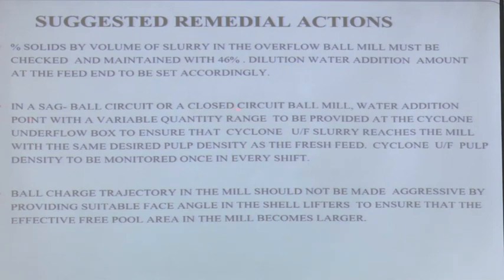In a SAG ball circuit or in a closed circuit ball mill, a water addition point with a variable quantity range is to be provided at the cyclone underflow box to ensure that the cyclone underflow slurry reaches the mill with the same desired pulp density as the fresh feed. This is the problem, because you are getting the maximum from the cyclone. If you get 1 from the fresh feed, you get 3 from the cyclone. So, you are taking corrective action on 1, but you are not doing anything on 3. So, there has to be some action point on that area, in the form of a dilution water head.